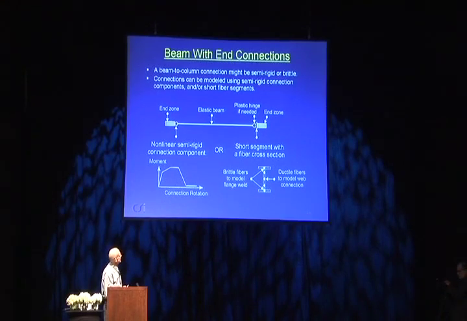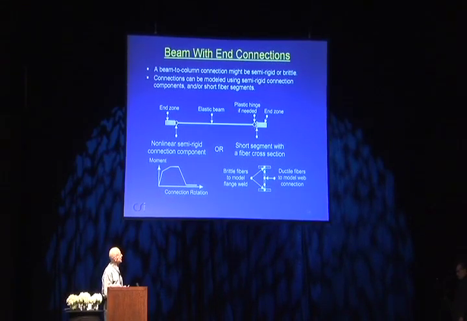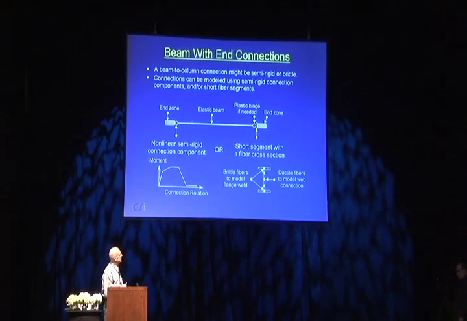An alternative would be to put in a short, and this would be for the fracturing cross-section, a very short, say 1-inch long plastic zone with fibers which model brittle fibers for the flanges and ductile fibers for the web. I'll give an illustration of this in just a moment. And you might, in addition, also put in a plastic hinge if you like. So you can do that. You can mix and match these components in different ways depending on what you think is necessary.